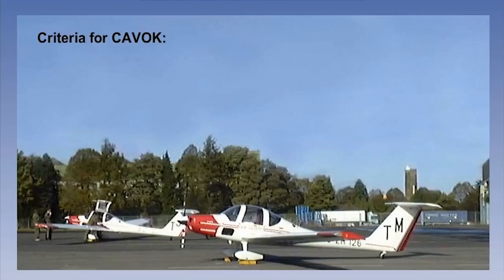The term CAVOK is frequently used in the METAR code to denote that cloud ceiling and visibility are OK. If CAVOK is used, it will appear in place of visibility and cloud codes. There are 4 criteria which must be met in order for CAVOK to be used. The first of these is that visibility must be 10 kilometers or more.